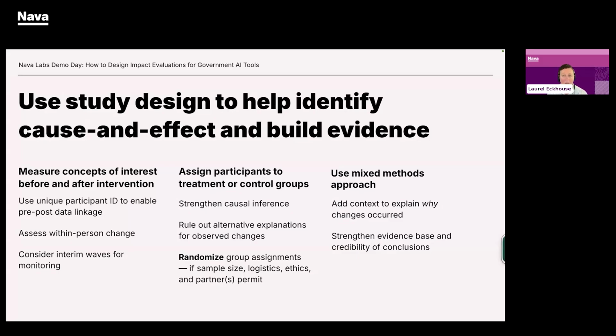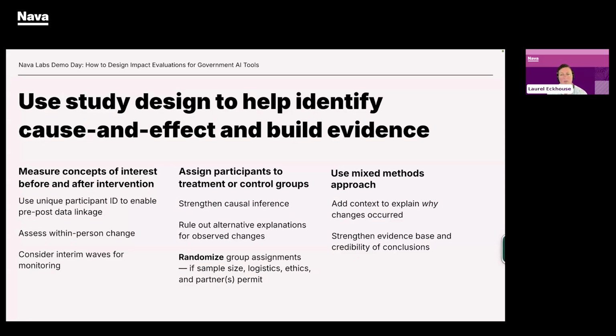It can also be really helpful to assign participants to treatment or control groups. This can really strengthen your causal inference and rule out alternative explanations for the observed changes. Randomizing these group assignments requires a bunch of things to come together, right? Sample size, logistics, ethics, and most crucially, partner cooperation.